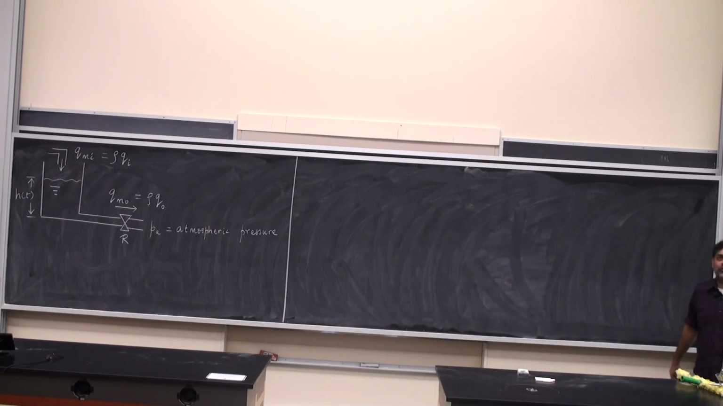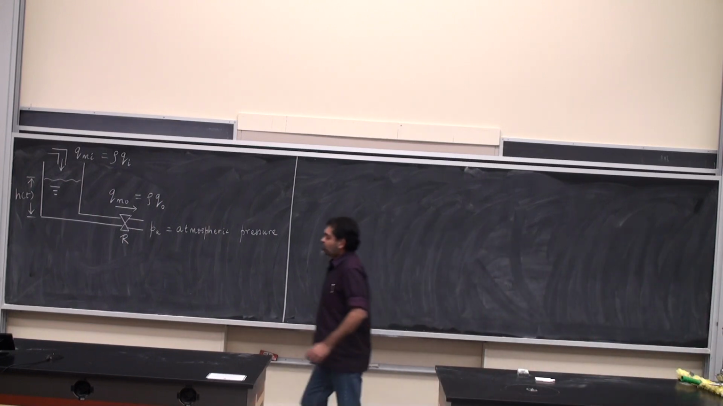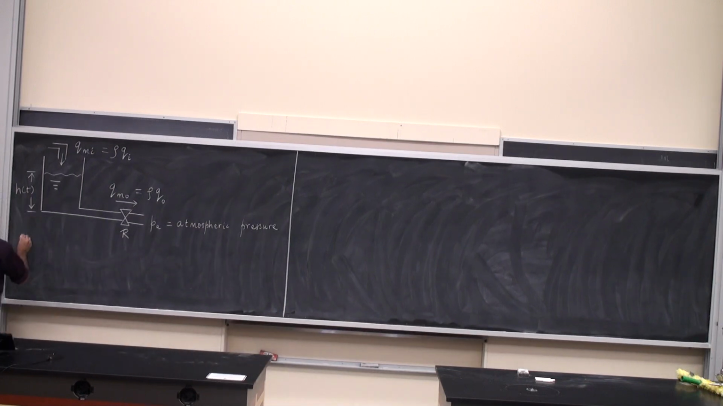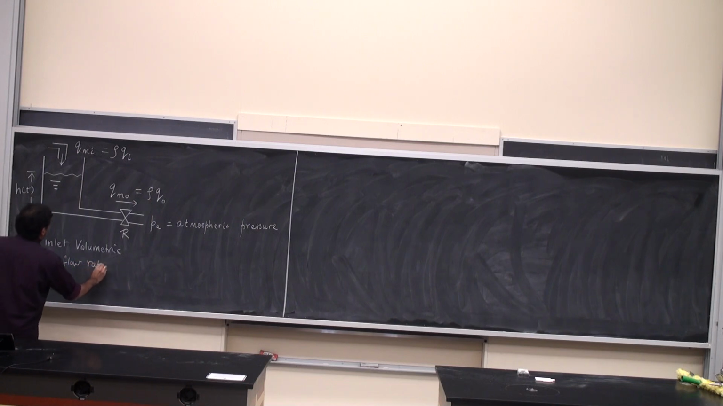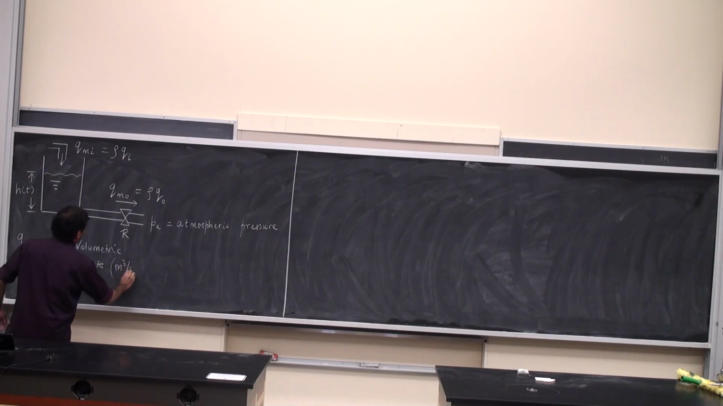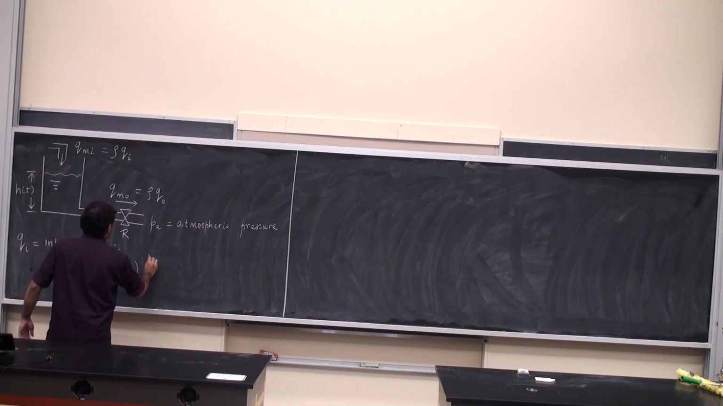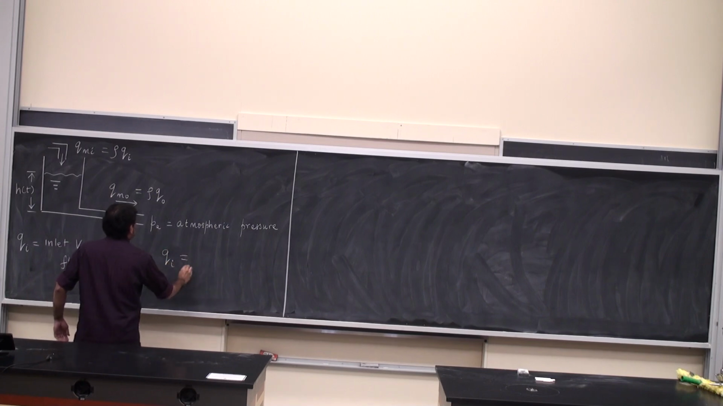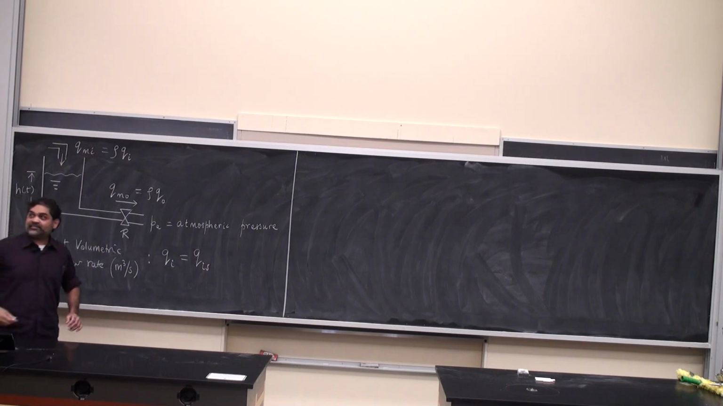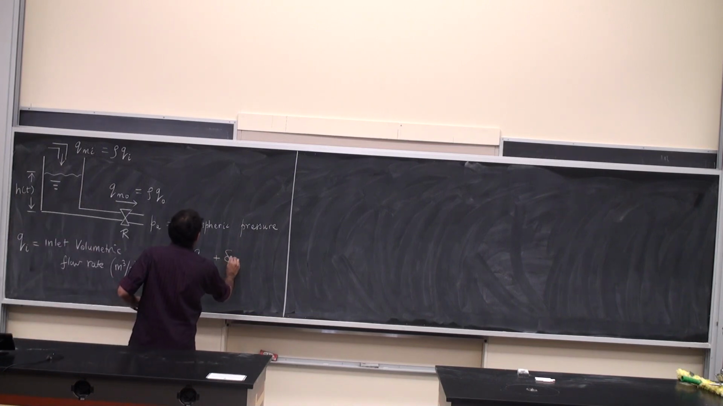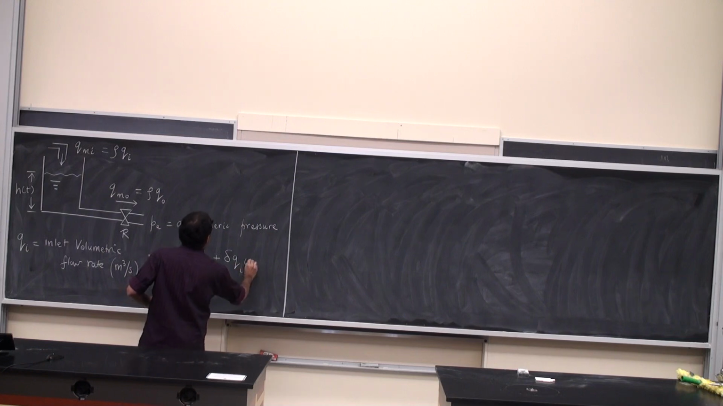And here are the things that we are told. This QI is the inlet volumetric flow rate, in units of meters cubed per second. This is given as the following: QIS plus delta QI of t.